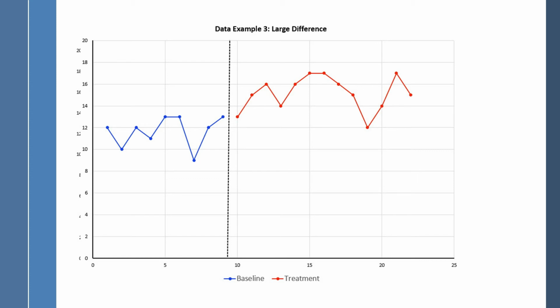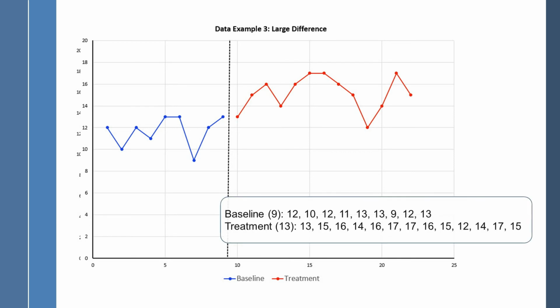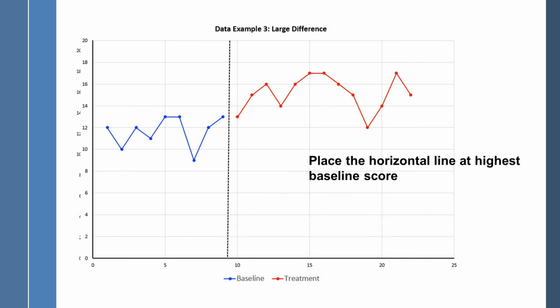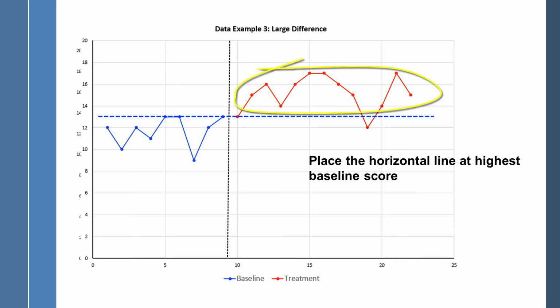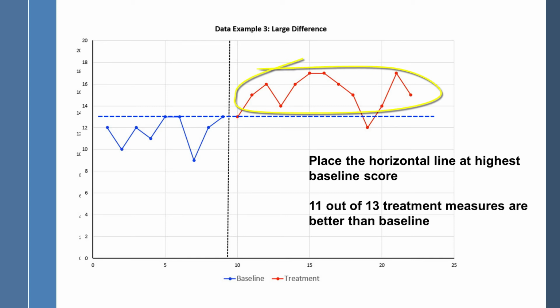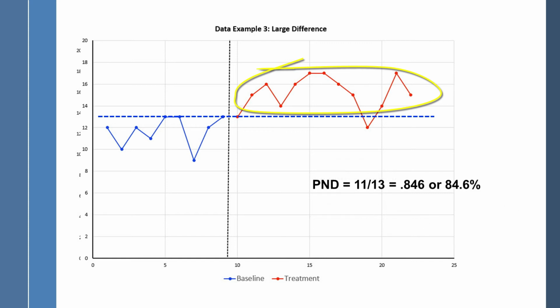We seem to be seeing an increase. Now, I checked all 3 of these data sets for baseline trend, and there was no baseline trend detected. And then we have our measurement points here, and place the horizontal line at the highest baseline value, again because we're trying to get higher scores. Higher scores are better in this hypothetical. Count the number of treatment phase data points that are above that line. 11 out of 13 of the treatment phase measurement points are better than the baseline. So the PND comes out to be very high, 84.6%. That's pretty good, or so it seems.